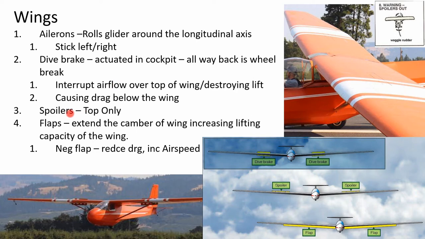So spoilers are generally only on the top. We're just kind of getting into terminology here. Dive brake means you've got the spoiler on the top and the brakes on the bottom. And then flaps. Flaps are generally closer into the fuselage, and they extend your wing out so that you can fly at a slower speed.